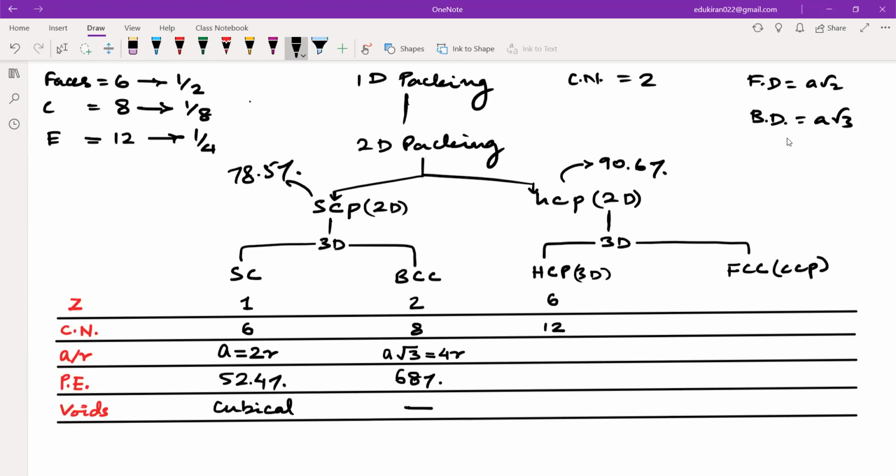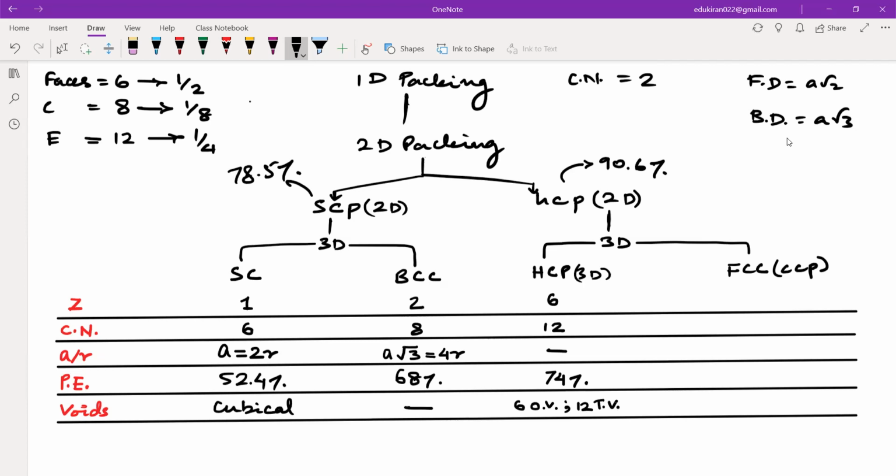Coordination number we have seen it is 12. Relationship between A and R you don't need here. Packing efficiency 74%. And the void is how much we have in this particular unit cell. In HCP के unit cell what will be the voids? So we will have 6 octahedral voids and 12 tetrahedral voids.